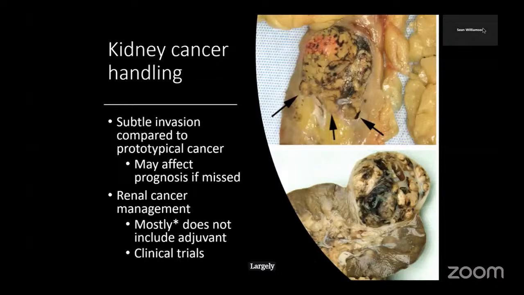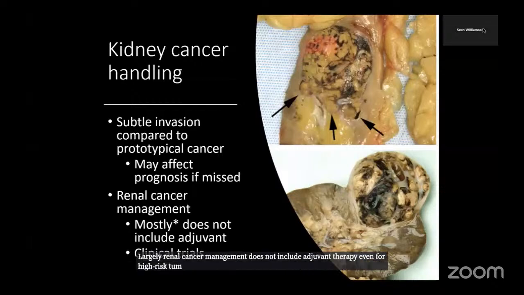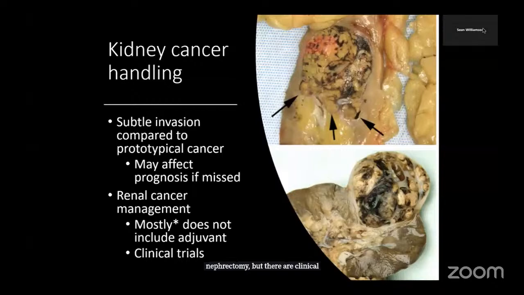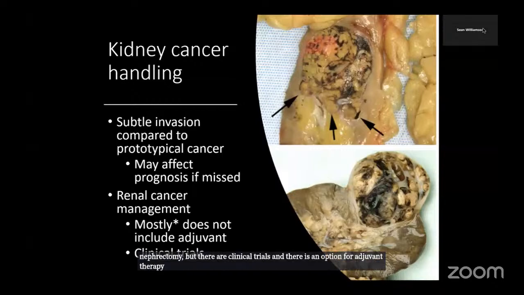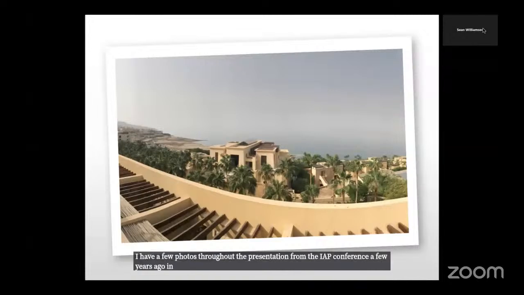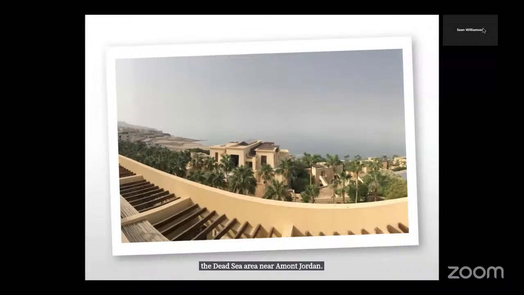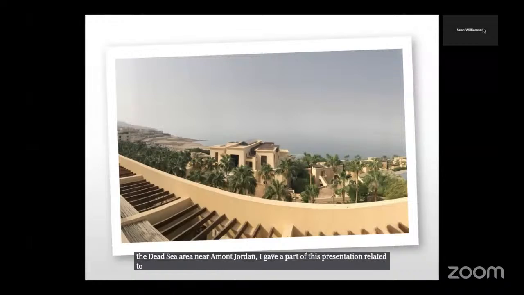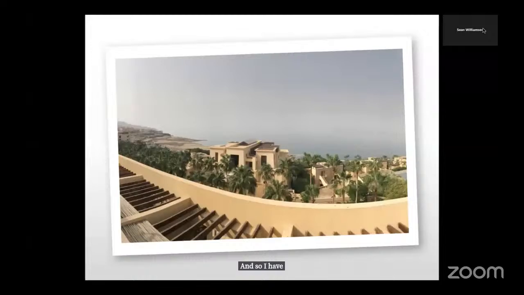Largely, renal cancer management does not include adjuvant therapy, even for high-risk tumors that have high stage, such as vascular invasion at nephrectomy, but there are clinical trials and there is an option for adjuvant therapy for higher risk tumors. So there may be some importance to recognizing this for us as pathologists. I have a few photos throughout the presentation from the IAP conference a few years ago in the Dead Sea area near Amman, Jordan. I gave a part of this presentation related to kidney tumors there, and so I have a few images from that meeting.